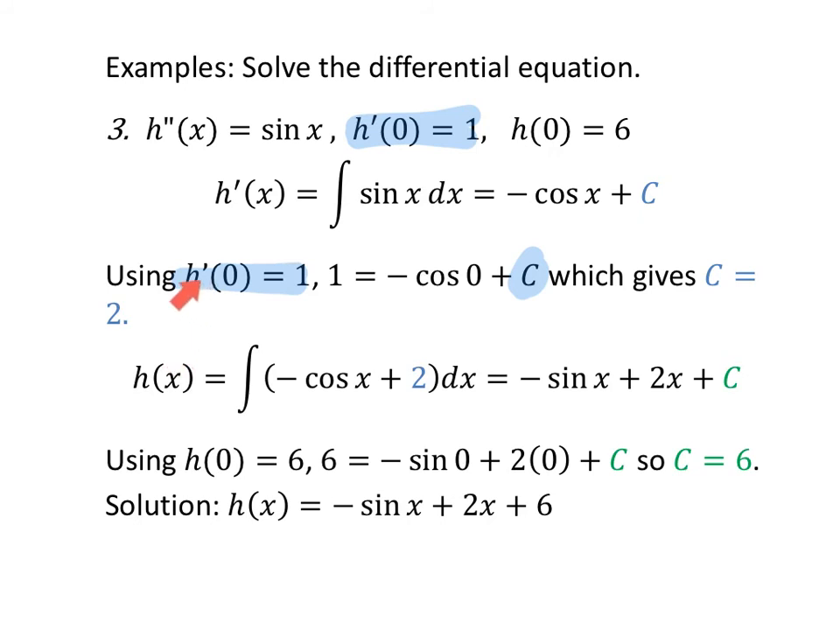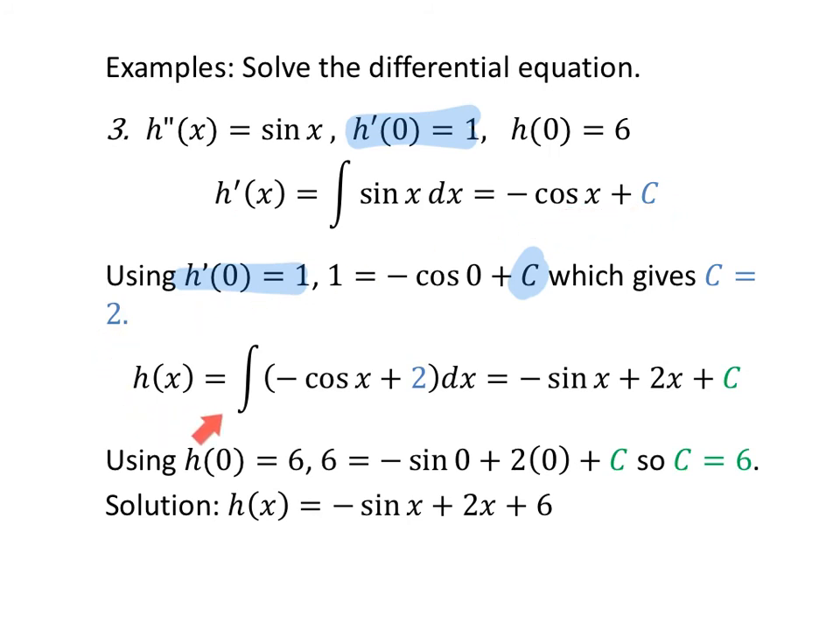So using h prime of 0 equals 1, I know my output is 1 equals negative cosine of 0 plus c. Cosine of 0 is 1. If I have 1 equals negative 1 plus c, let's add 1 to both sides, and I'll get c equals 2. I'm going to use this blue value right here. This is my derivative, negative cosine of x plus 2.